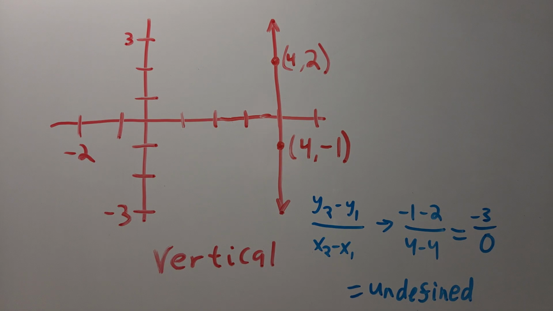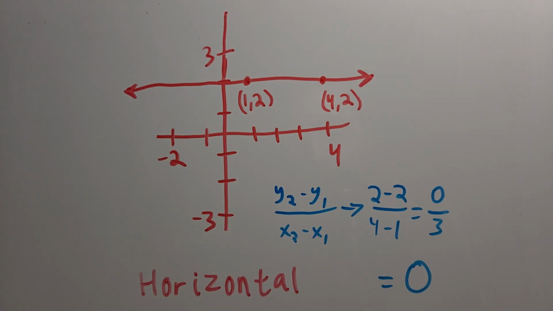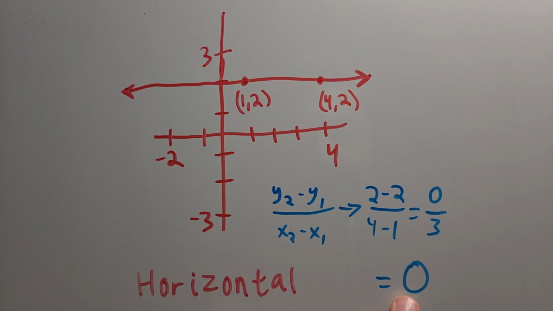So remember, vertical slope, undefined, versus horizontal, where the slope is 0.